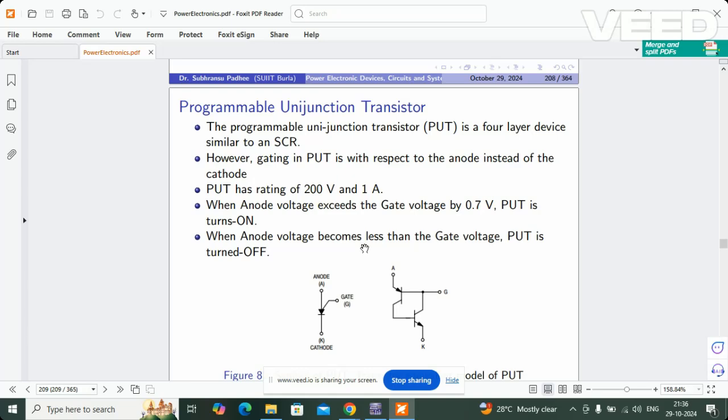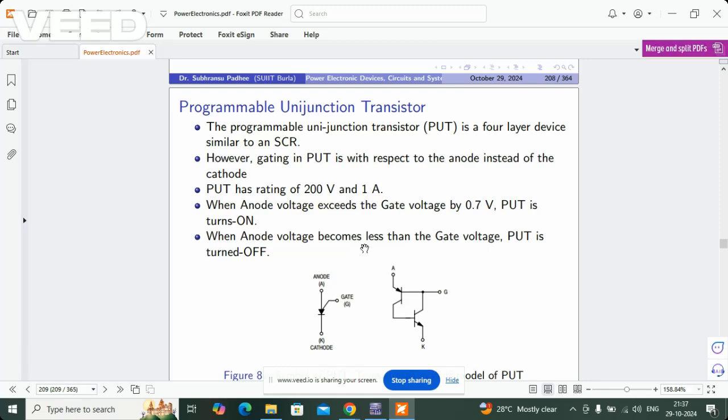In this lecture, we are going to discuss the Programmable Unijunction Transistor, or in short, PUT. PUT is a four-layer device. It is similar to an SCR. However, the very basic difference between a PUT and an SCR is that the gate terminal of the PUT is with respect to the anode instead of the cathode. But in an SCR, the gate terminal is with respect to the cathode. PUT has a moderate voltage rating of 200 volt and a moderate current rating of 1 ampere.